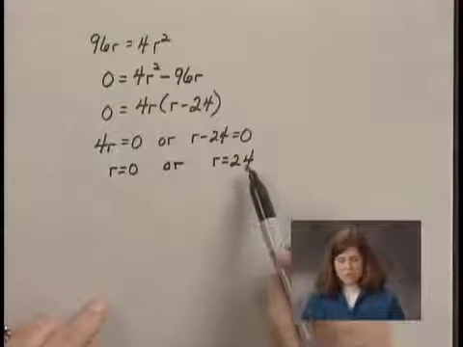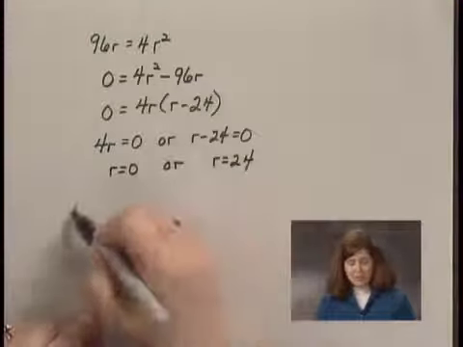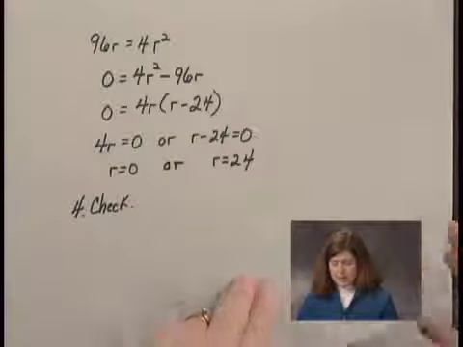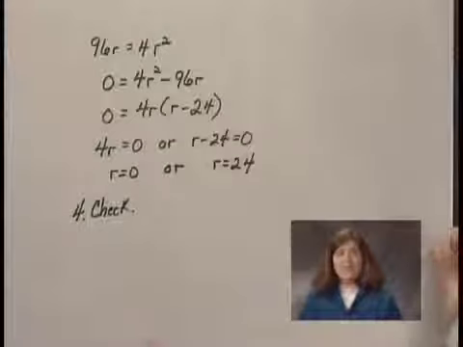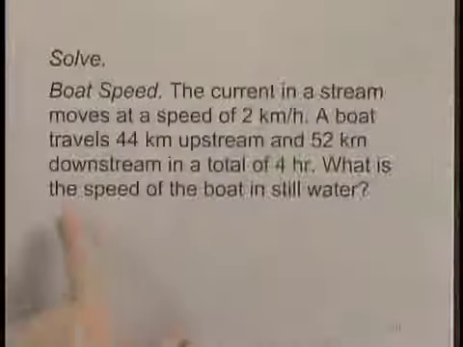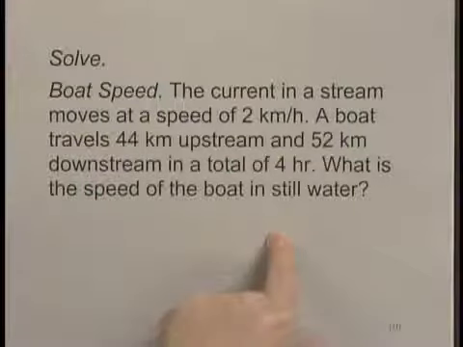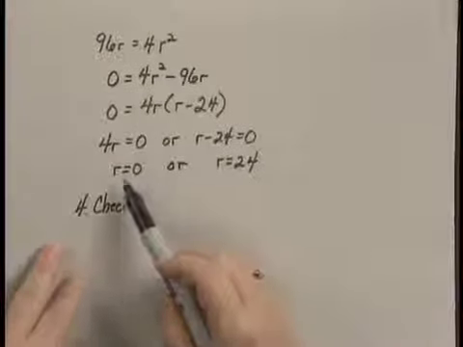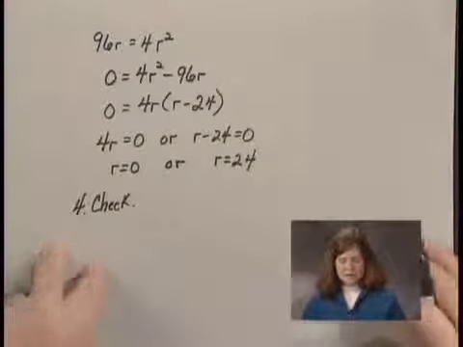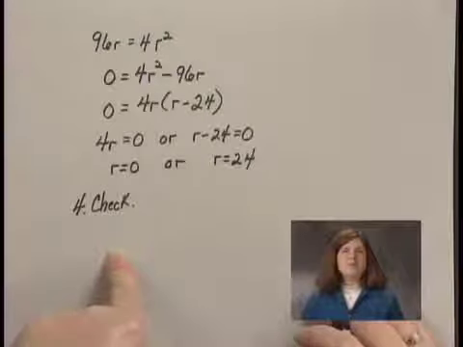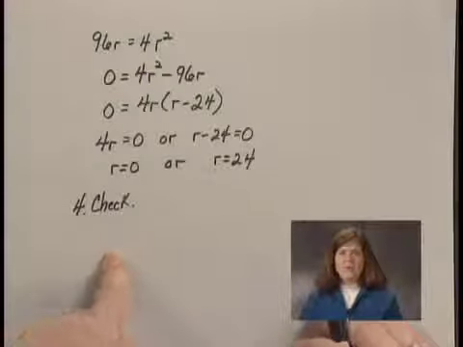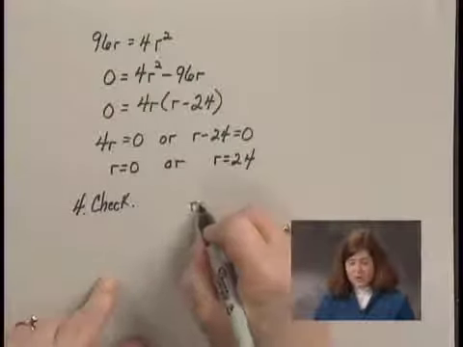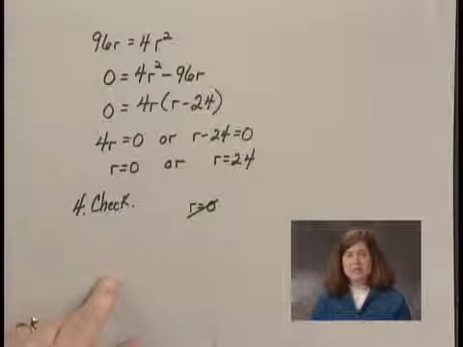So I have two possible solutions, and I'm ready for step 4, which is to check the answer in the original problem. Let's go back to the original problem and see if we first of all have found what we were looking for. We're asked to find the speed of the boat in still water, and that was what we defined r to be. Now let's see if either of those makes sense before we check the numbers. Does it make sense to have the speed of the boat in still water to be 0? Well, if the speed of the boat in still water was 0 and we had a current, it couldn't go upstream at all. So r equals 0 is not a possibility.